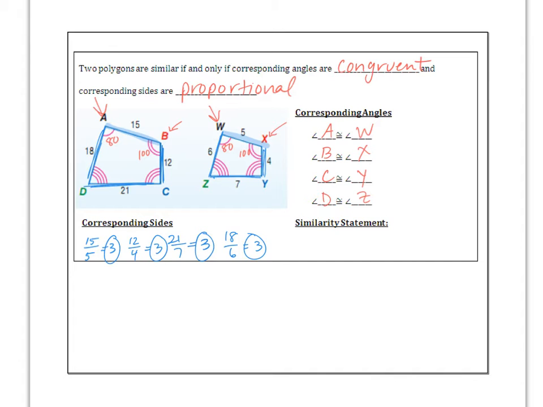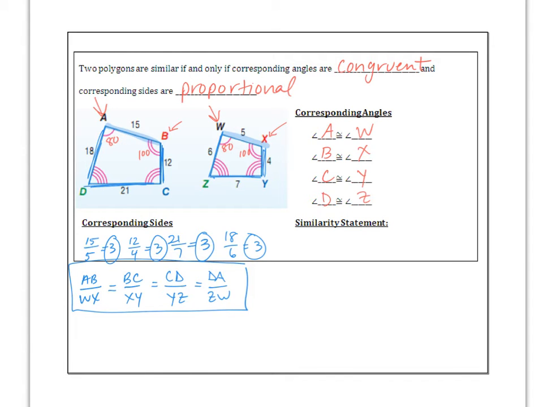And so if we wanted to write a little statement relating the sides, we could say something like this. If we take AB and divide it by WX, we get 3, right? So it should be equal to the same thing we got when we did BC divided by XY. And it's the same thing we got when we did CD divided by YZ. And it's the same thing we got when we did DA divided by ZW. So this is a proportion relating the sides.